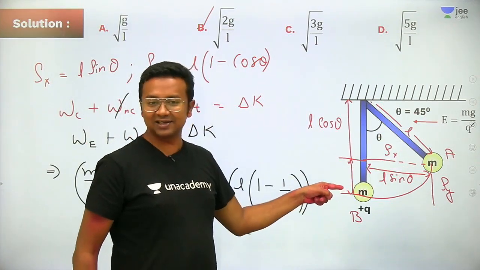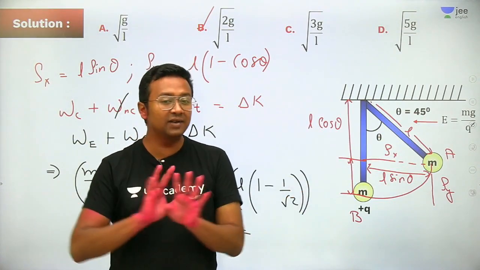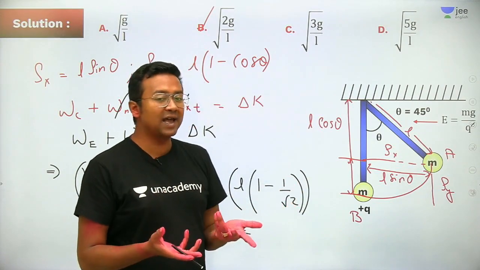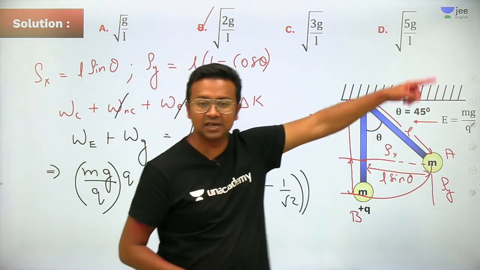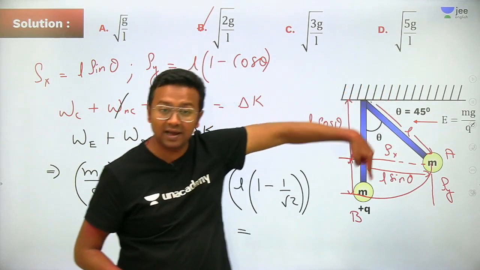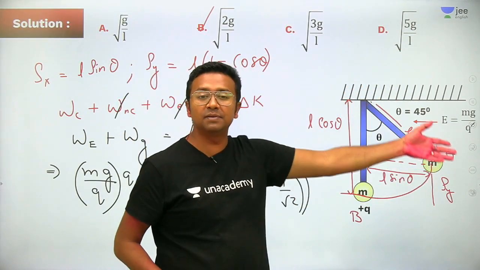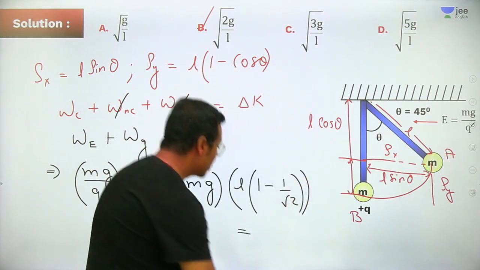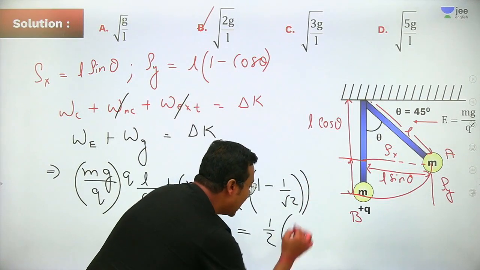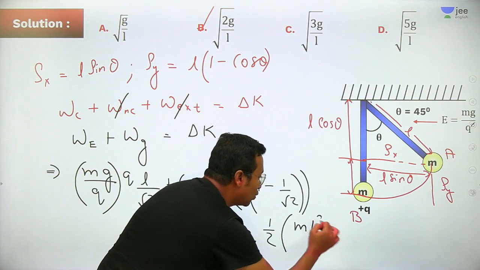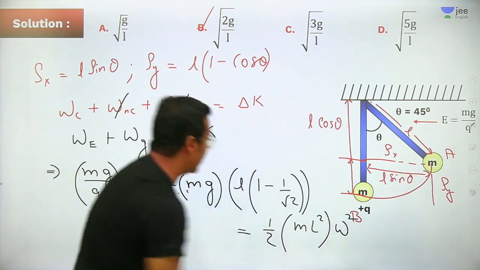Now does it have any translational kinetic energy? No, it does not have any translational kinetic energy. What does it have? It has only rotational kinetic energy. How much will that be? Half I omega square. What will be the moment of inertia of this ball about this particular axis? It will be just ml square, right? So this will be equal to half into ml square into omega square.